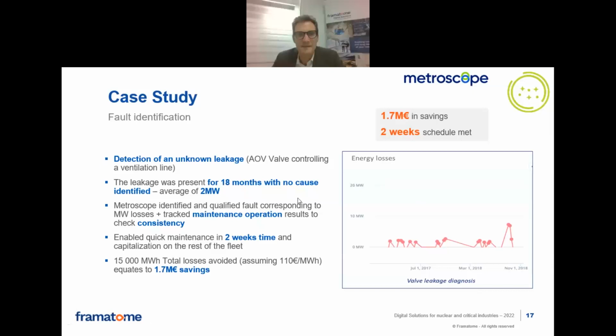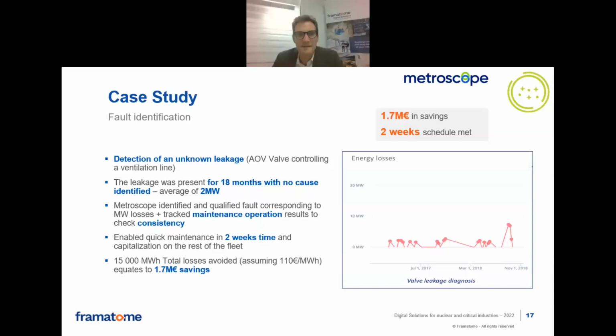Three months later, the detection drastically and rapidly increased from 2 megawatt impact to 7 megawatt impact. So the severity of the failure worsened by 3 times, passing from 20 kilograms per second to more than 60 kilograms per second. At this point, the leakage was too important and the site needed to launch a maintenance action. By running Microscope after the maintenance action, the site was able to evaluate the effectiveness of its own maintenance.